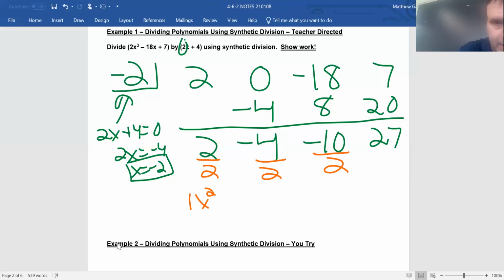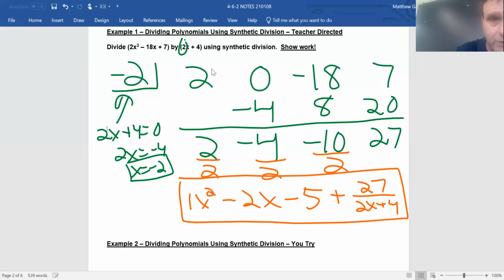-4 divided by 2 is -2x. -10 divided by 2 is -5, with the remainder of 27. So we write the remainder like this. It's 27 over 2x plus 4. Okay?